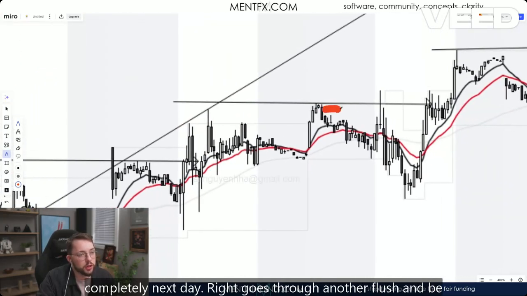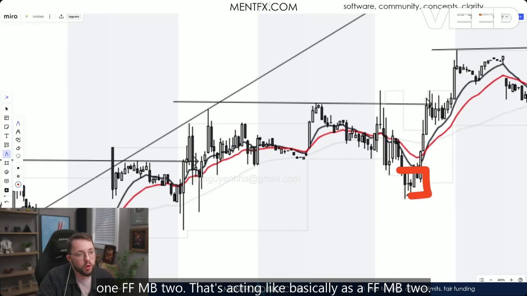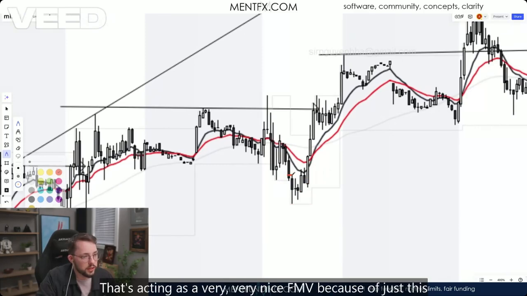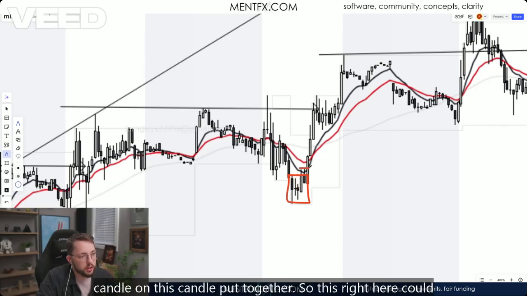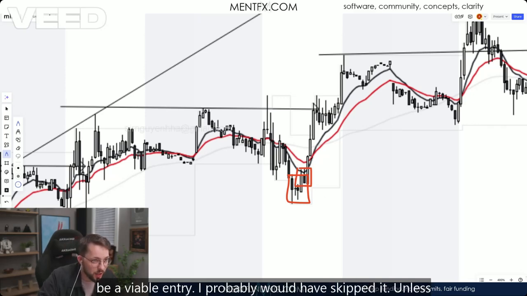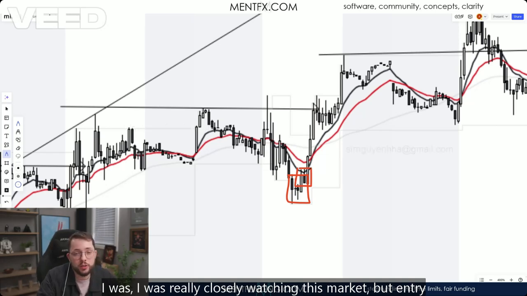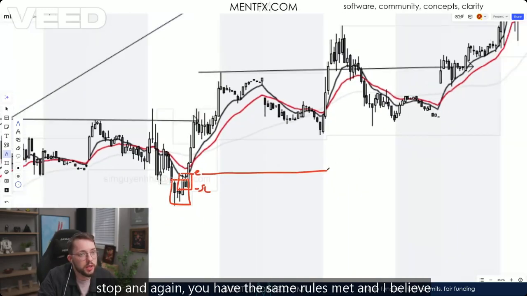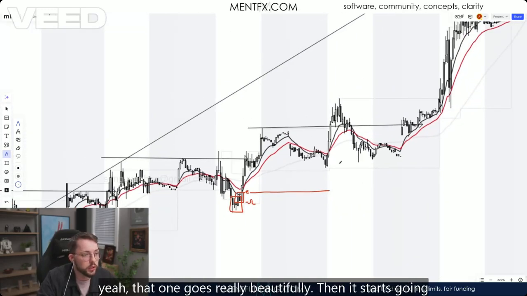Next day, right, goes through another flush, MB1, FFMB2 that's acting as a very, very nice FMB because of just this candle and this candle put together. So this right here could be a viable entry. I probably would have skipped it unless I was really closely watching this market, but entry, stop, and again, you have the same rules met, and I believe, yeah, that one goes really beautifully.